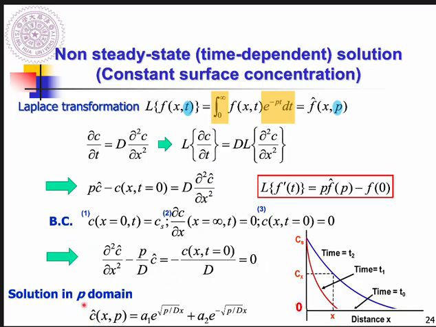You got the solution in P domain like this: A1 exponential square root of P divided by D, this x is outside, times x. And you also got A2 exponential negative square root of P divided by D, and x is outside. So now the question here would be, what's A1 and A2? As long as I know A1 and A2, I can get the solution in P domain.